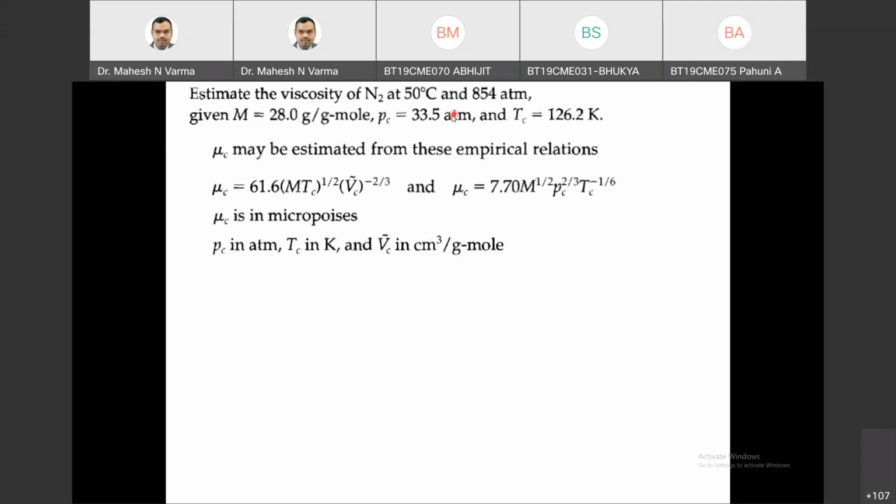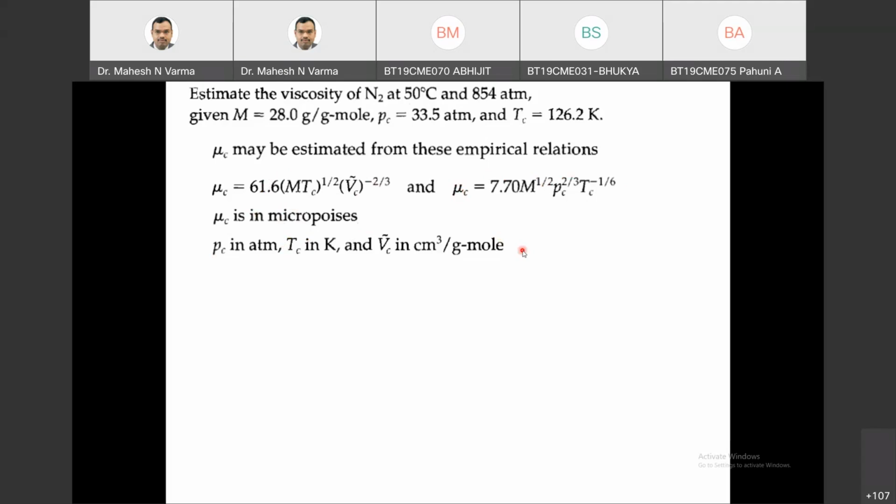Now you will get the reduced value of temperature and the reduced value of pressure. Using those, you can get the reduced value of viscosity from the empirical graph, and there you need the critical value of viscosity. Using this empirical correlation, you can get the critical value of viscosity. Critical pressure, critical temperature and molecular mass are all given, so you can calculate the critical value of viscosity. So what is the critical value of viscosity? You can substitute in this equation.